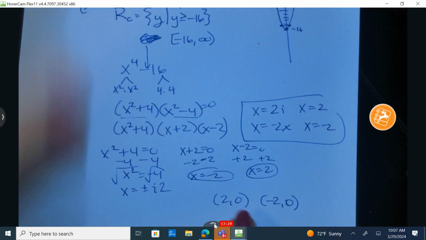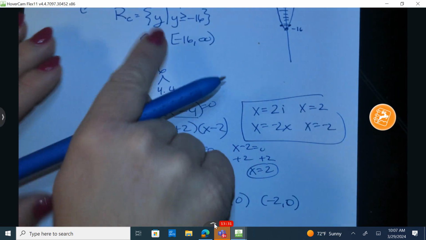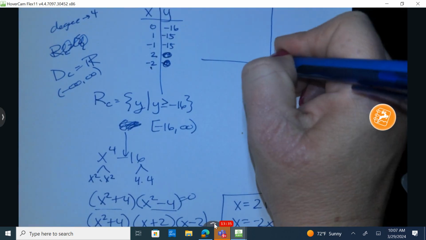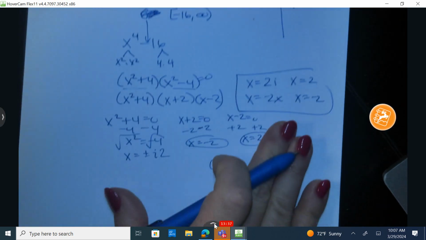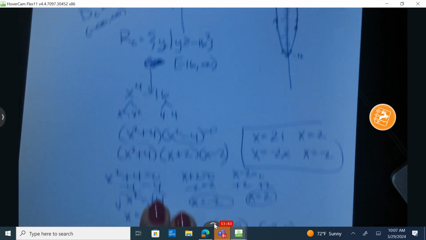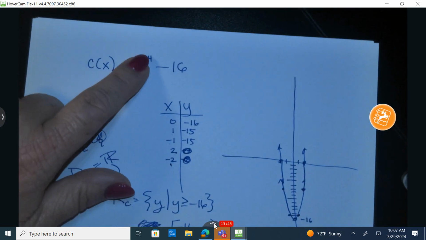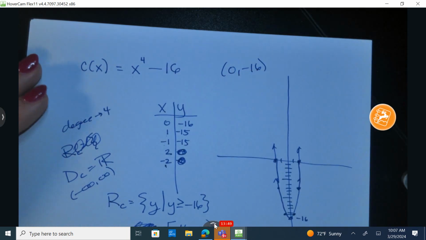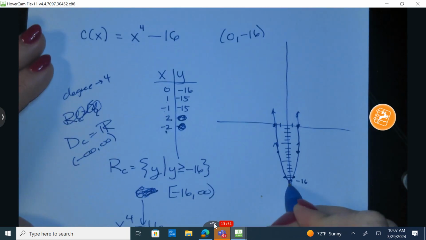Okay, so I've identified the x-intercepts, the zeros, the domain, the range. I've corrected my graph, so we can now see an accurate representation of this. And my last thing I'm going to do is the y-intercept. So for the y-intercept, we're going to replace the x in the function with 0. 0 to the 4th is 0, and 0 minus 16 is negative 16. So this is the y-intercept, which we can see all the way down here.